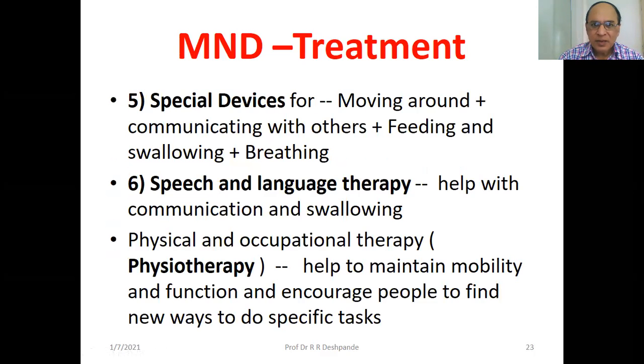Okay, special devices are there. For example, for comfort in moving, wheelchairs and crutches; for communicating with others; for feeding, a rice tube; for swallowing; for comfort in breathing, like an oxygen cylinder or oxygen mask. Speech and language therapy in the beginning helps with communication and swallowing. Physical and occupational therapy, which is called physiotherapy, maintains mobility and function, and encourages people to find new ways to do their specific tasks.